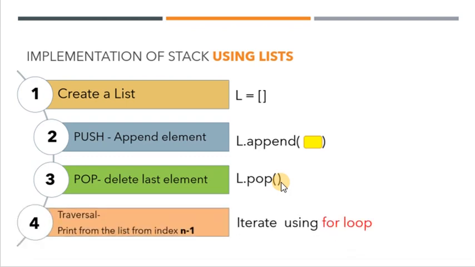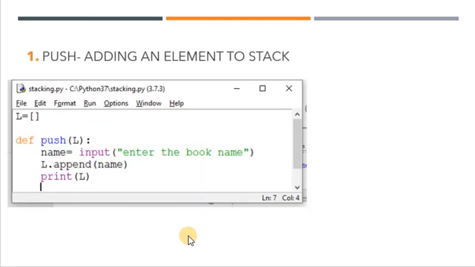And finally, the traversal will be performed by using a for loop. But remember, I have to start from the reverse order. The n minus 1th element is going to be traversed first and in the reverse order. Cool. So what are we waiting for? Let's look at the code.